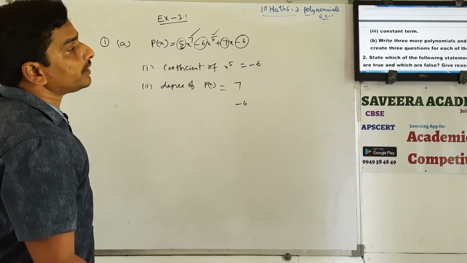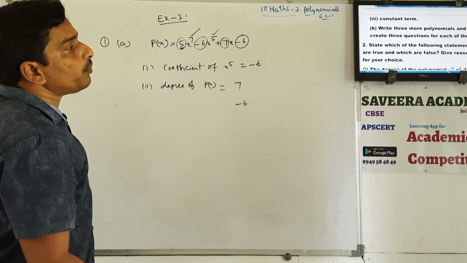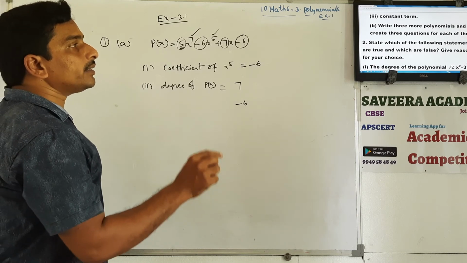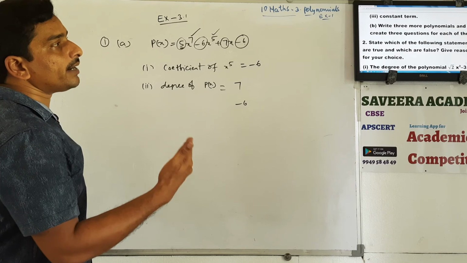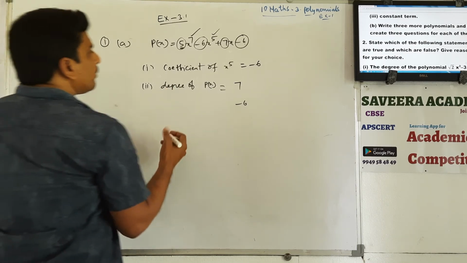Next, let us check B. Write 3 more polynomials and create 3 questions for each of them. See, according to our choice we can write.